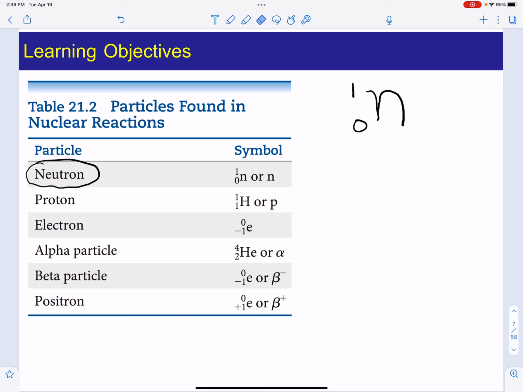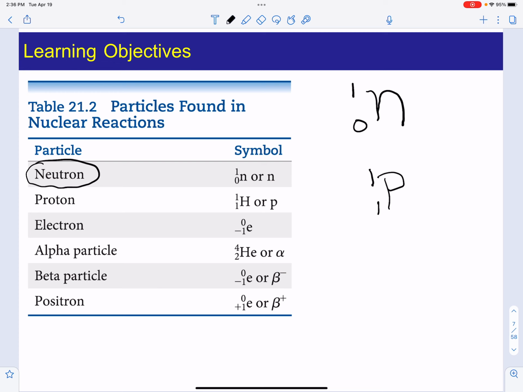What about the proton? Well, the proton we're going to represent with a P, and 1 proton is 1 proton. No argument there, right? And the total mass of 1 proton is 1. So that would be your proton.